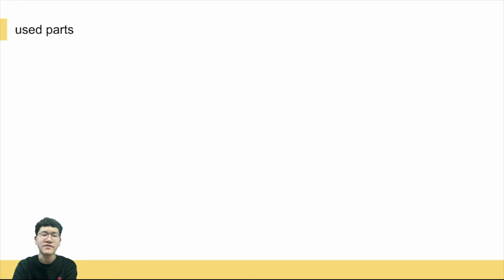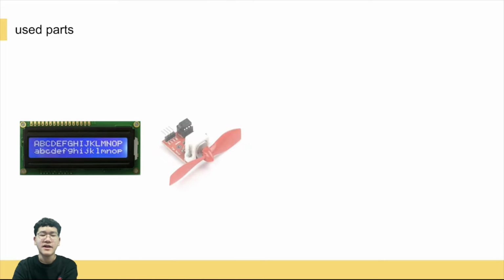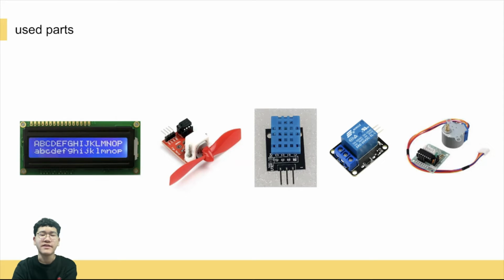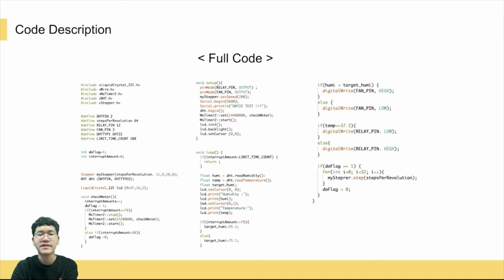First of all, I used various Arduino parts for making my egg incubator. I used an LCD display, a fan, a DHT22 module, a relay module, and a stepper motor to create this egg incubator. This is the full code for the egg incubator. Now I'll explain in detail parts of the code.